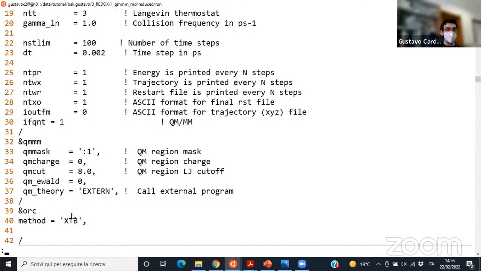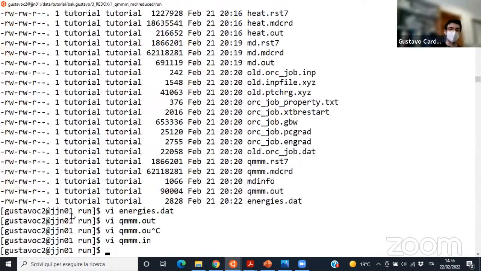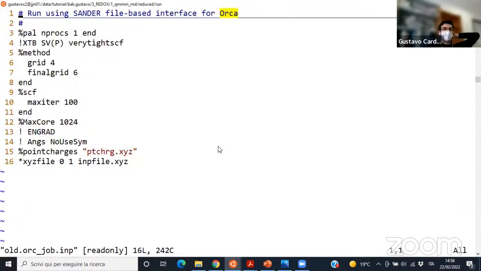Now, Amber intrinsically is going to generate an input file for the quantum mechanical part of the calculation, from which we're going to get the external SCF energy. So in this case, we're using Orca. And in this case, Amber is going to generate an input like this one. So you're going to have also this thing in your directory, old.org job.inp. So let's open it up, although we're gonna take a look at this guy in a second.